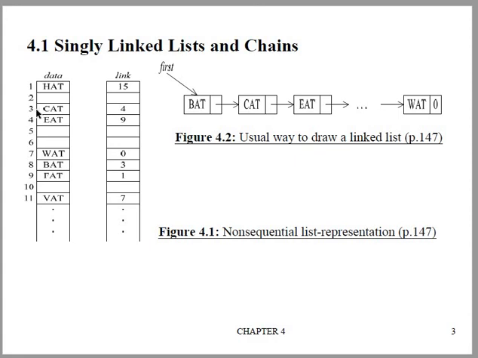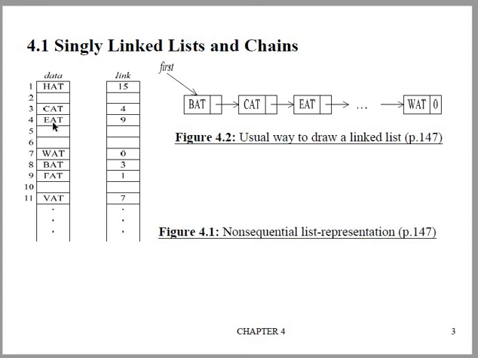Now after cat, eat is there. Eat is stored wherever memory space is available. Here the fourth memory space is available, so it is stored there. So after the data cat, the address of the next element eat, the index position 4, we have to store in the link. Now you see in the fourth location eat is stored.